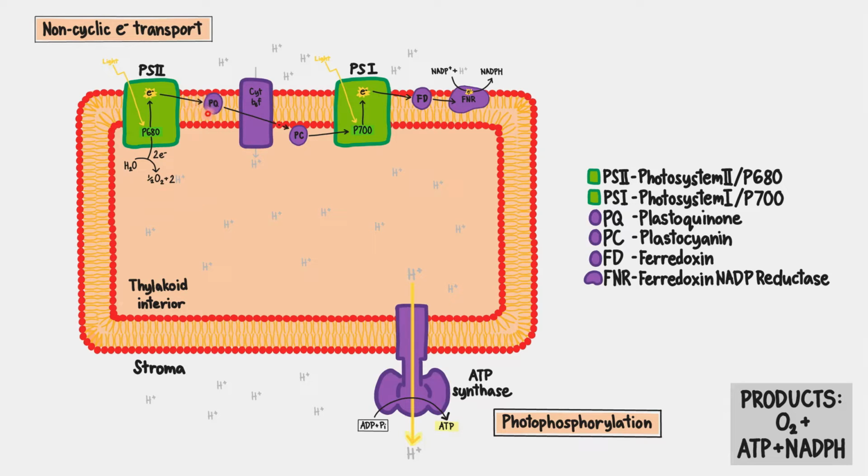So going back here to the electrons flowing in the plastoquinone, the plastoquinone then delivers the electrons to the complex cytochrome b6f. As the electrons pass through the cytochrome b6f, it pumps protons from the stroma to the thylakoid lumen or interior, which causes a proton gradient.